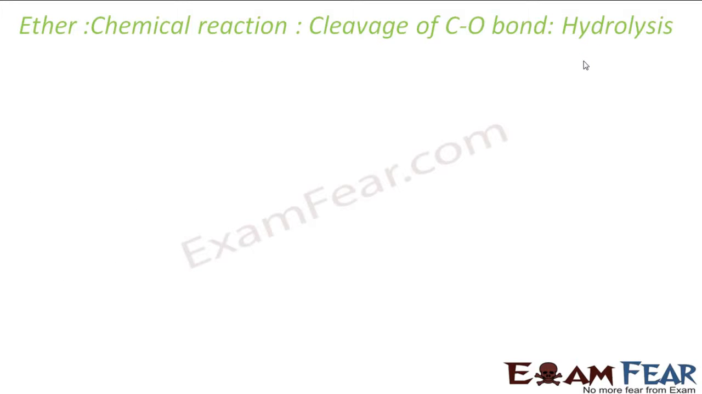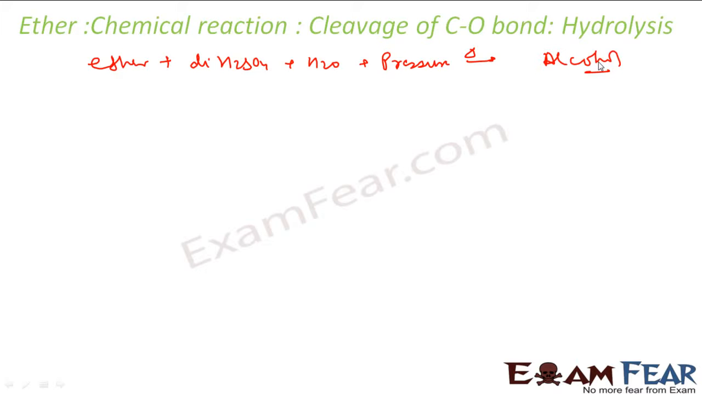First, we'll see hydrolysis. So let's see this reaction here. This is a C-O bond cleavage. It's called hydrolysis. You have ether, and you take dilute sulfuric acid, have some water, some pressure, some heat, you get alcohol. I think you have seen this reaction. This is an SN2 reaction, by the way. This is ROR, you have some water, sulfuric acid, you get ROH.